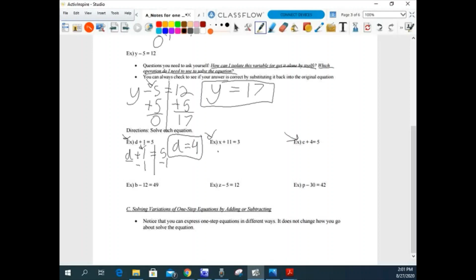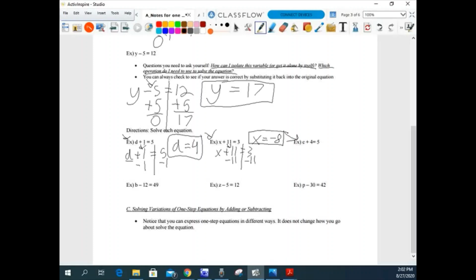Same thing over here. x plus 11 equals 3. I need to get rid of this plus 11 right here. I have add 11. I need to do the opposite. I need to now subtract 11. I need to also subtract 11 from the other side of the equal sign, so I need to subtract it from 3. So this will give me x by itself equals 3 minus 11 is going to give me negative 8.